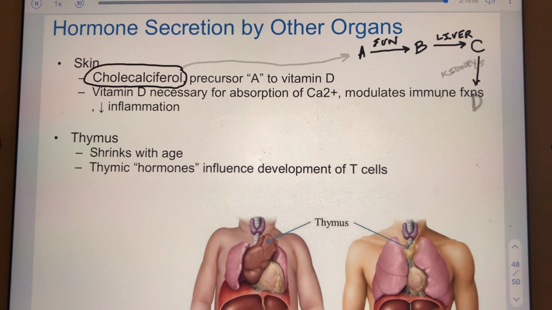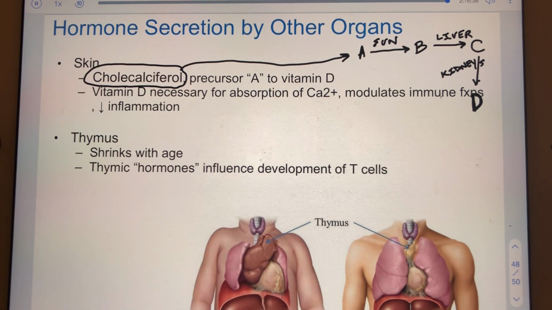C is picked up by the bloodstream and taken to the kidneys, where C is finally converted into vitamin D. That's why I use A, B, C, D. All right? Vitamin D is not made in your skin. Stop it. Wrong. The synthesis pathway started in the skin. It's not actually made in your skin. Anywho, each of these precursors has a special name. The one we've been calling precursor A is called cholecalciferol.